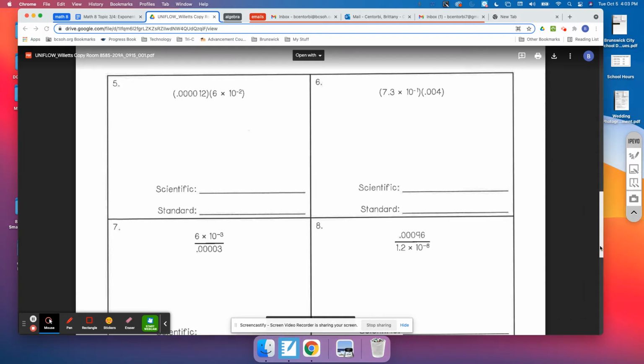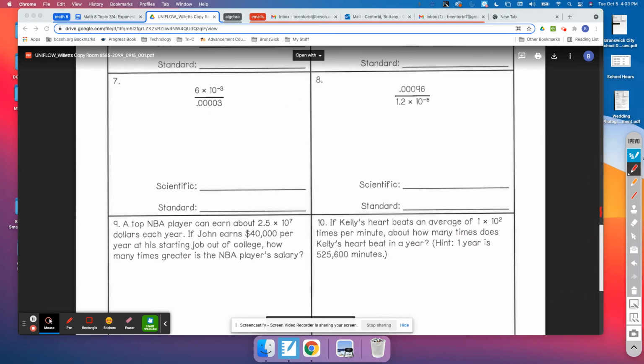All right, number 7 now. We've got to first turn this into a decimal or a scientific notation. So 1, 2, 3, 4, 5. So I've got 6 times 10 to the negative third over 3 times 10 to the negative fifth. So 6 divided by 3 is 2. And then times 10, my exponent, I do negative 3 minus a negative 5. If you type that in the calculator, it gives us 2. So we get times 10 to the second power.